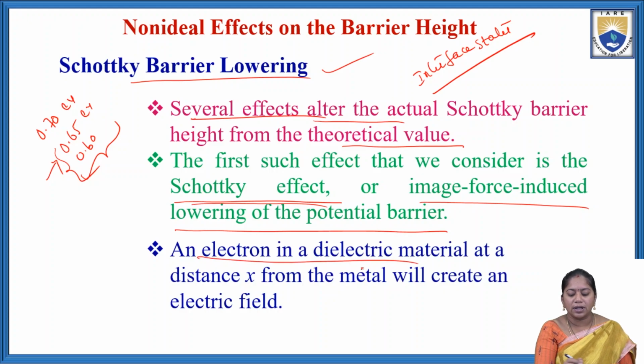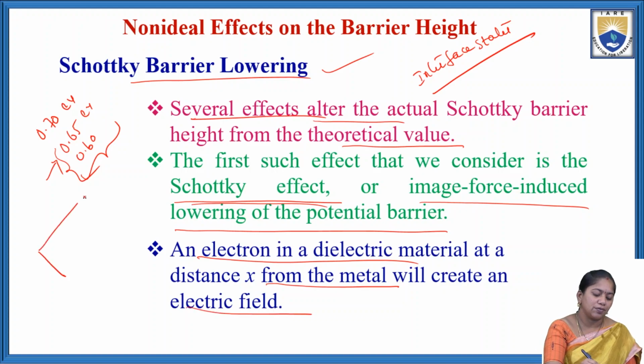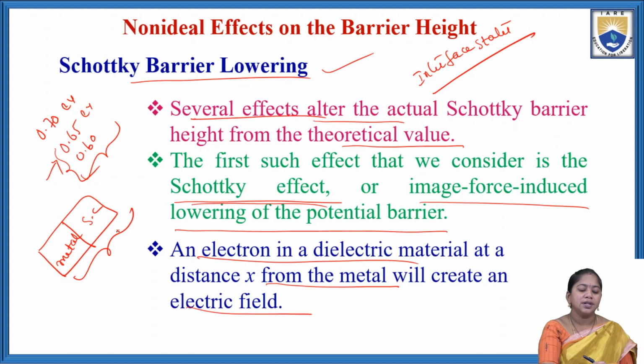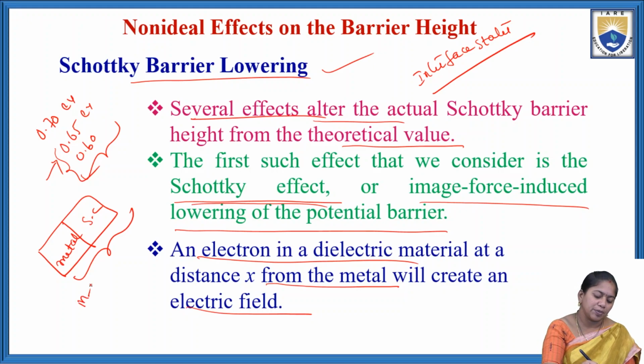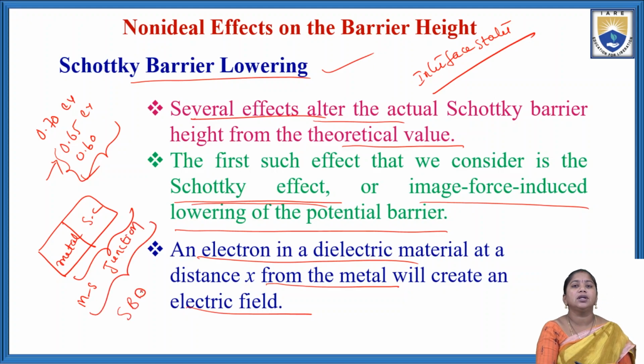An electron in a dielectric material at a distance x from the metal will create an electric field. A Schottky barrier diode means: this is the metal, this is the semiconductor. When a metal is in intimate contact with the semiconductor, it forms the metal-semiconductor junction, which is also known as the Schottky barrier diode.